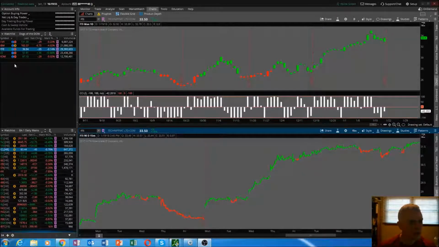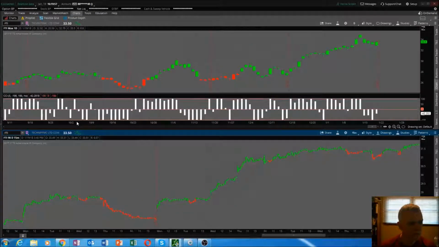So what you see up here on the board is on the charts: daily chart on top, CCI in the middle pane for the daily charts, and down here in the lower pane is the 15-minute chart. We've got FTI up here in the stock chart as our example, our little case study for the night. So let's go ahead and get started.